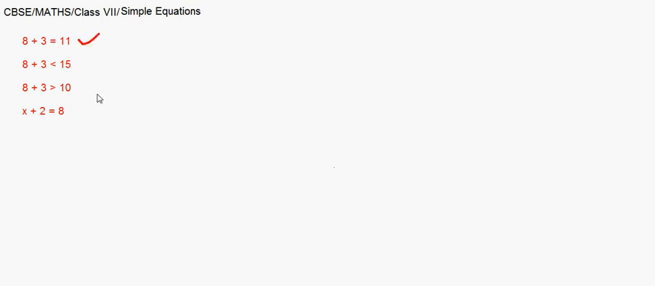On the other hand, in the second one, 8 plus 3 gives us 11, but the right side is not written as equal to 11. In fact, it is written that 8 plus 3 is less than 15. The statement is true, 8 plus 3 is less than 15, but it is not equated to the right hand side, therefore it is not an equation. In fact, this is called an inequality.